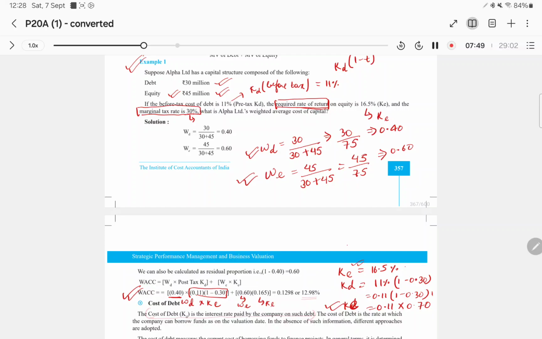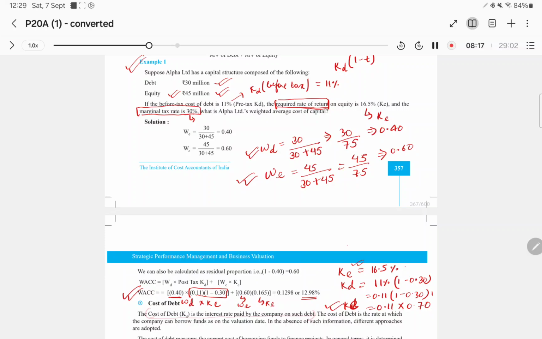We'll add both of them. We'll calculate with the calculator. The answer is 12.98. For students, you can easily score 2 marks, because in examination most probably this question can come in a MCQ pattern. Okay, so is it clear? We'll proceed with it. If you have any issues, you can post a comment below. In the comments, I'll help you out with it.